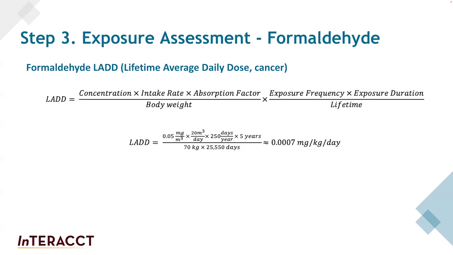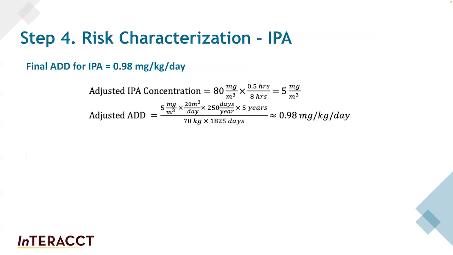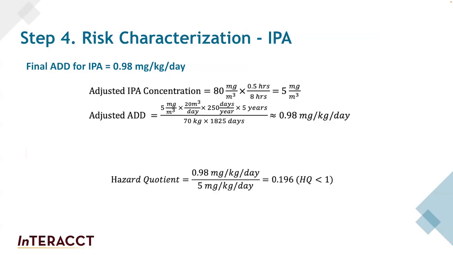This value will be used in the next step to estimate the cancer risk associated with formaldehyde exposure in this 3D printing setting. Now that we've calculated the adjusted average daily dose for IPA at 0.98 milligram per kilogram per day, we can move on to characterizing the risk. To do this, we calculate the hazard quotient, or HQ, which is the ratio of the estimated exposure dose to the reference dose. In this case, the RFD for IPA is 5 milligram per kilogram per day. So HQ is calculated as 0.98 divided by 5, which is 0.196.